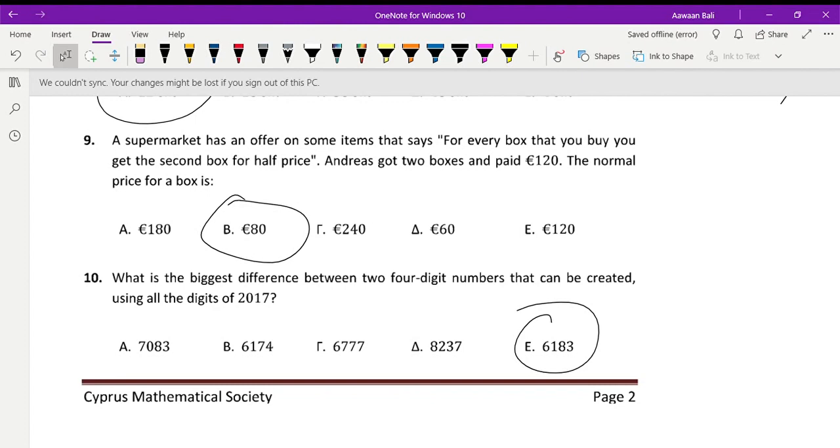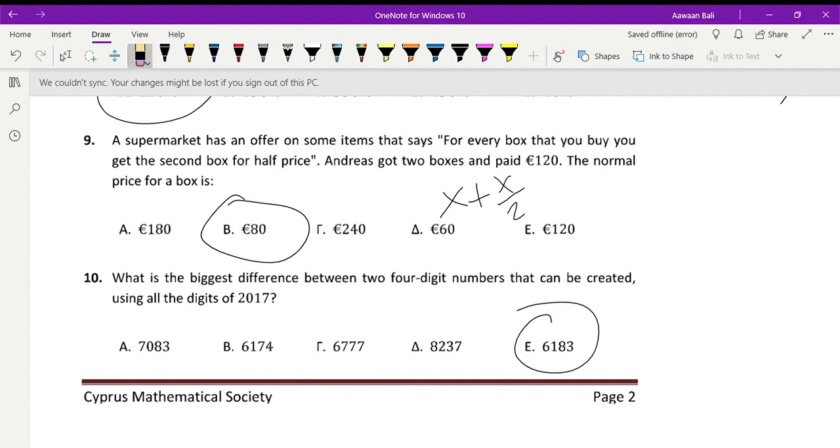A supermarket has an offer on some items that says for every box that you buy, you get the second box for half price. Andreas got 2 boxes and paid €120. The normal price for a box is, well, this is easy basically. If it's saying that you have a box for normal price and then you have half the price, you could say x plus x divided by 2.